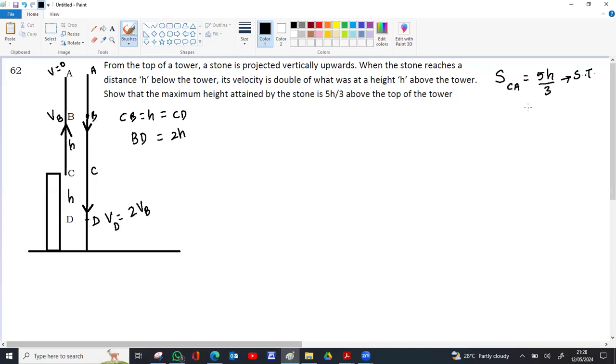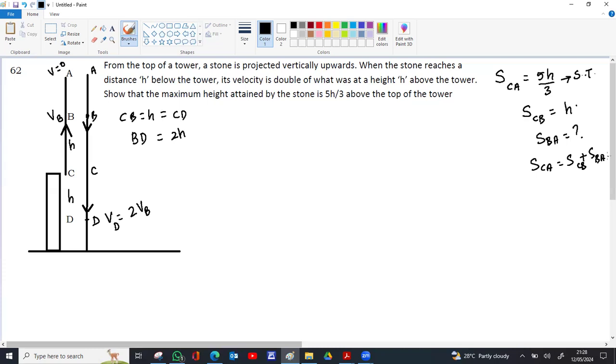So C to B, we already have C to B is h. So if you can find B to A, then you can add: SCA is SCB plus SBA. So you want the displacement from B to A.